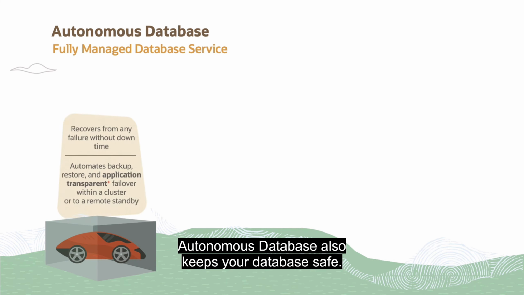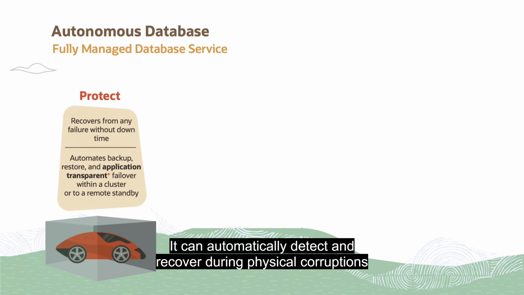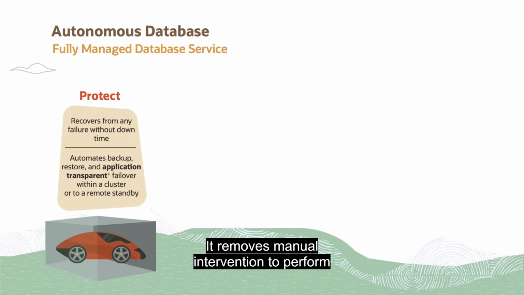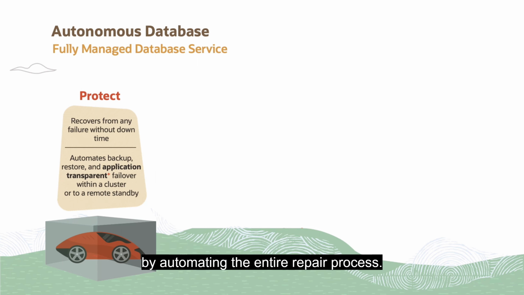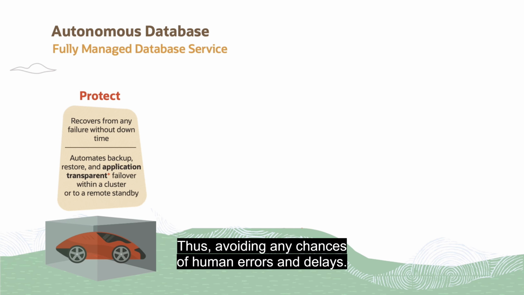Autonomous Database also keeps your database safe. It can automatically detect and recover from physical corruptions or infrastructure failures. It removes manual intervention to perform this recovery in the event of a failure or disaster by automating the entire repair process, thus avoiding any chances of human errors and delays.